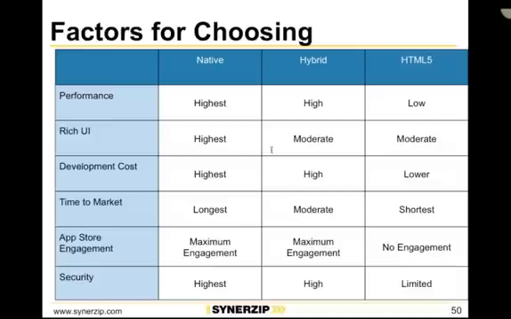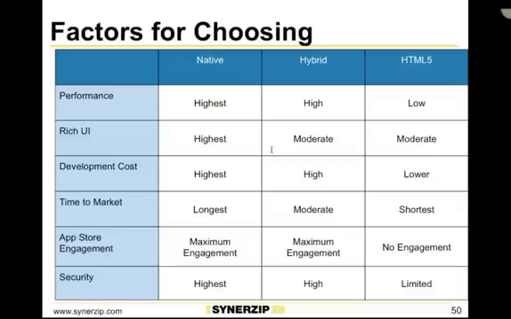In terms of App Store engagement, you have maximum engagement for both. Sorry, let's take another question on time to market. The question that came in is, if someone wants to build for only one platform, let's say iPhone, is the difference between native and hybrid and HTML5 longer time to market because of multiple platforms? If you're going to do only one native platform like iPhone 5, will it be any longer?